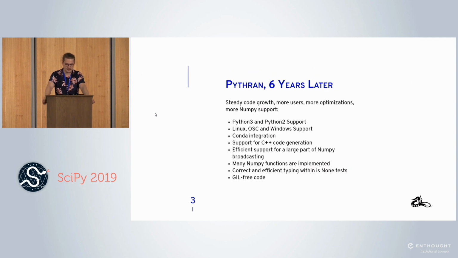And now 6 years later, we've got Python 3 and Python 2 support. It works on Linux, OS X, and Windows. It's on Conda, and it supports C++ code generation, so you could even extract a binary that doesn't depend on Python anymore. We have efficient support for NumPy broadcasting, a lot of the NumPy core functions are implemented, lots of tests are there, and you can produce global interpreter lock-free code.